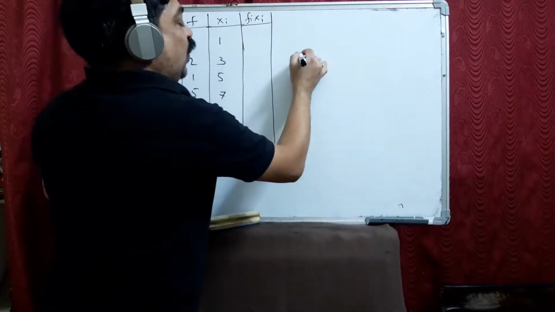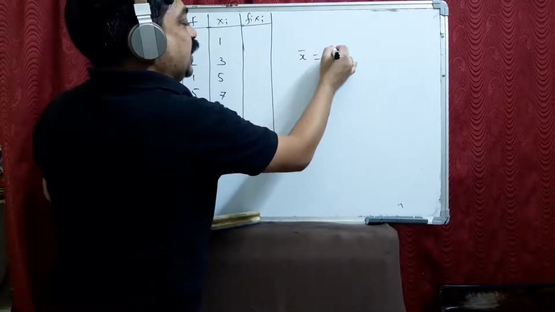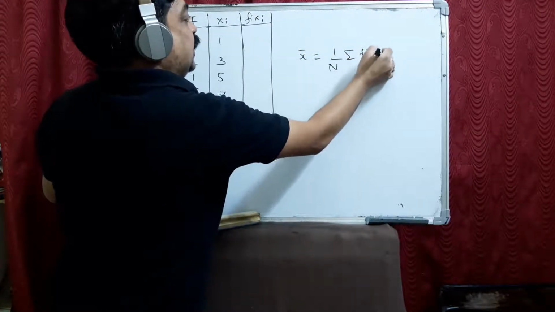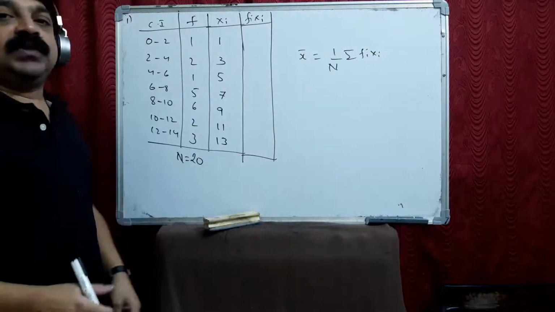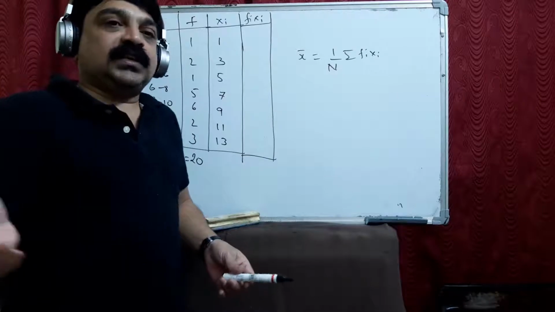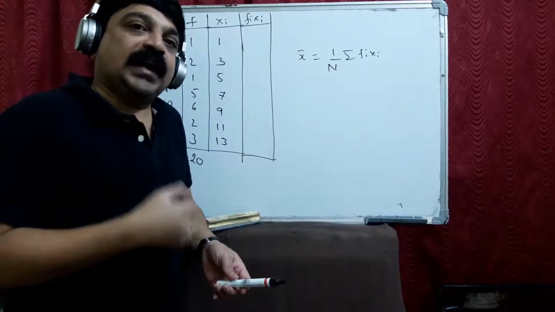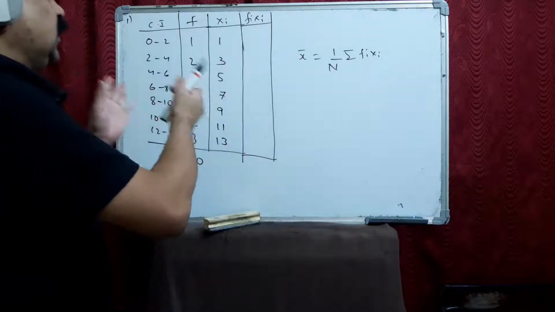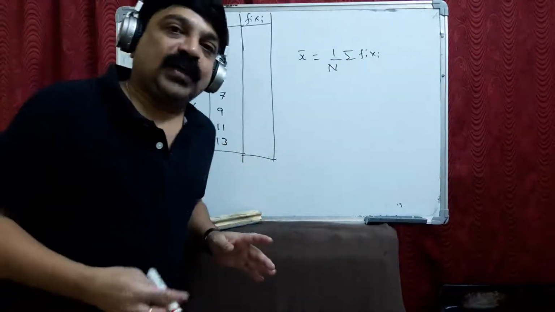Because our formula to find the arithmetic mean using the direct method is 1 by capital N sigma Fi Xi. These values are very simple, so we can use the direct method. Because in the question it is asked which method you use and say why. Why am I using the direct method? Because the values are simpler and it is easy to calculate also.